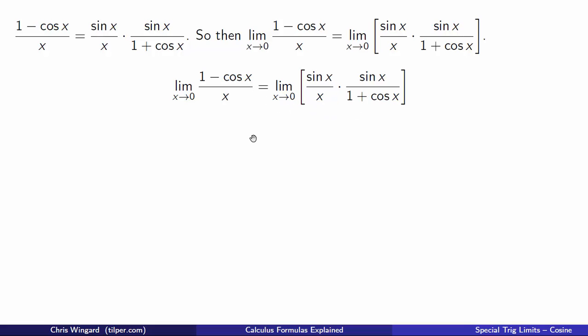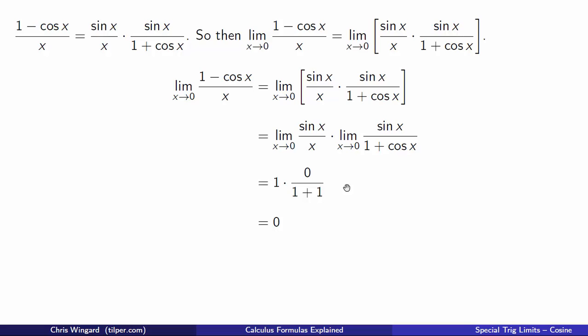The limit of this product is the product of the limits. And we know from the previous video that the limit as x goes to 0 of sine of x over x is 1. And this other limit, we can actually just do direct substitution. If we directly evaluate with x equals 0, we get sine of 0, which is 0, over 1 plus cosine of 0. Cosine of 0 is 1, so we get 0 over 1 plus 1. And of course 0 over 2 is just 0, so we end up with 1 times 0, which is 0. So that shows us that this special trig limit is 0.